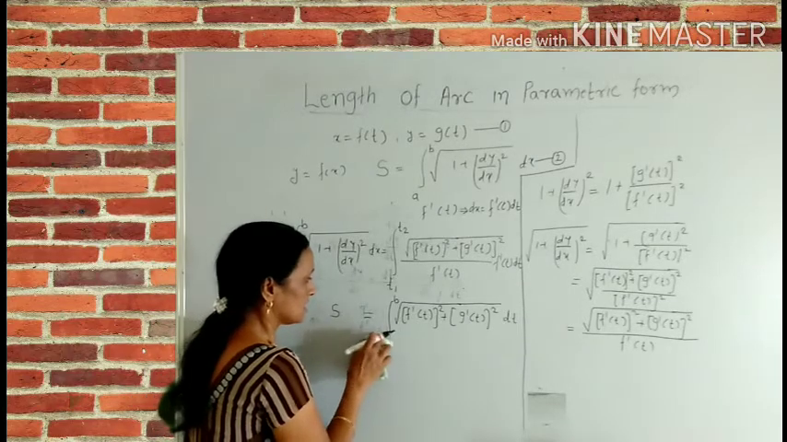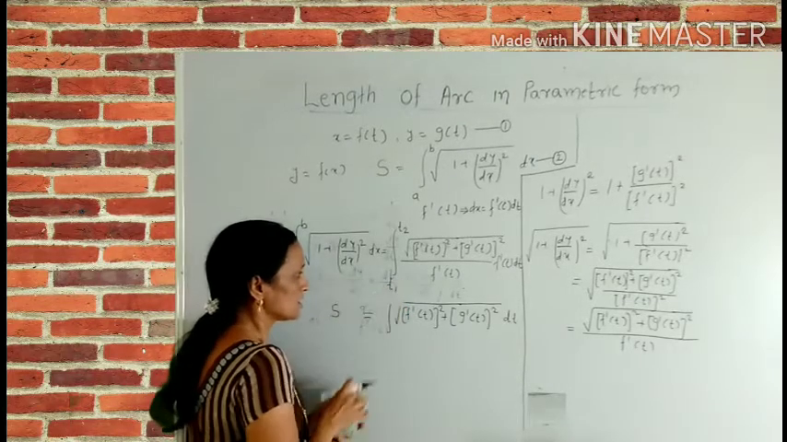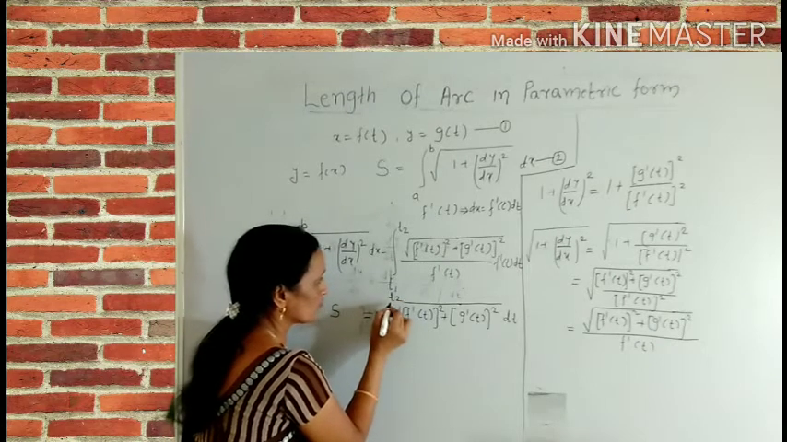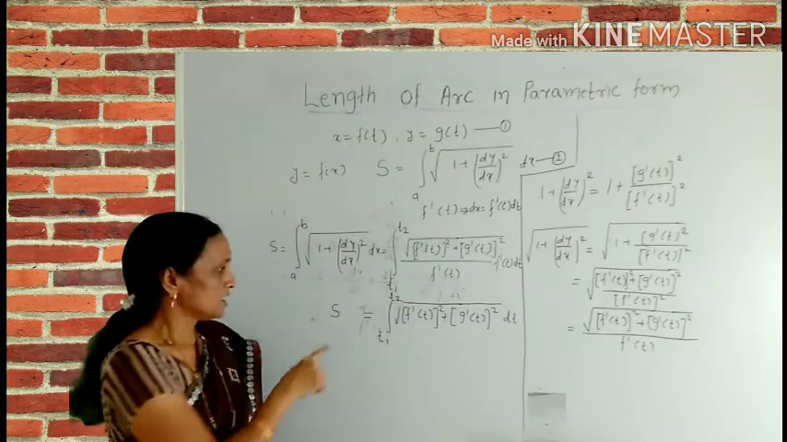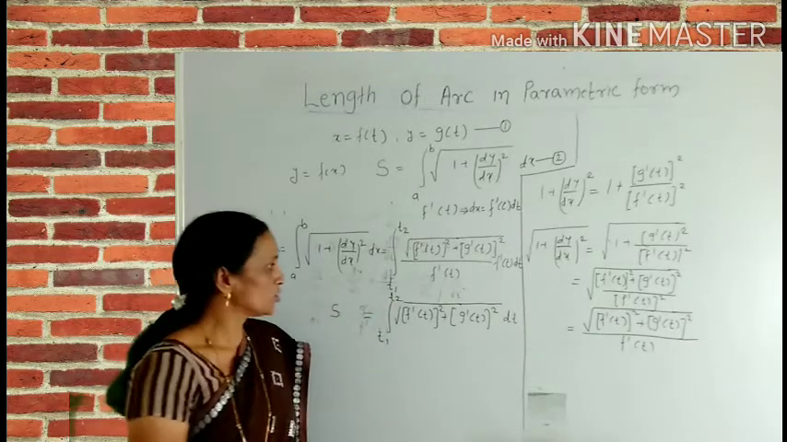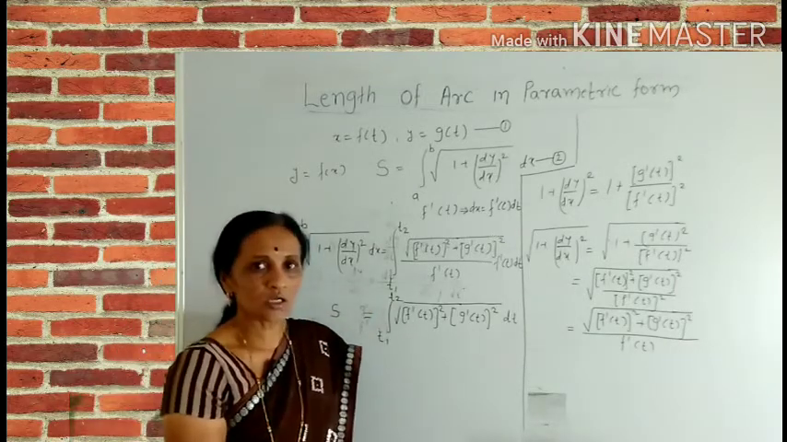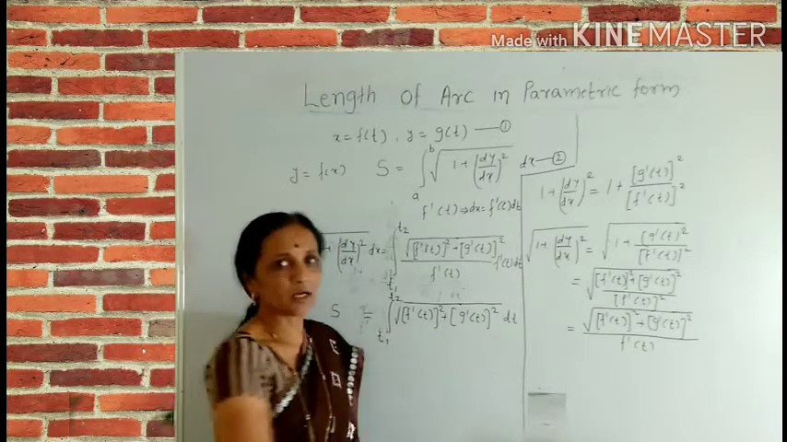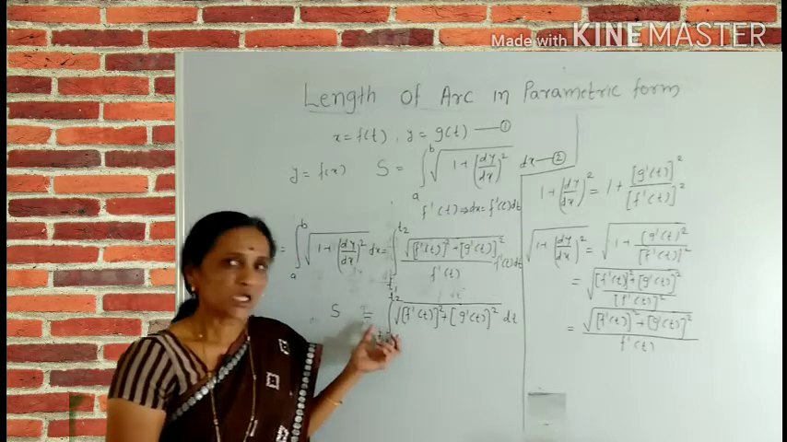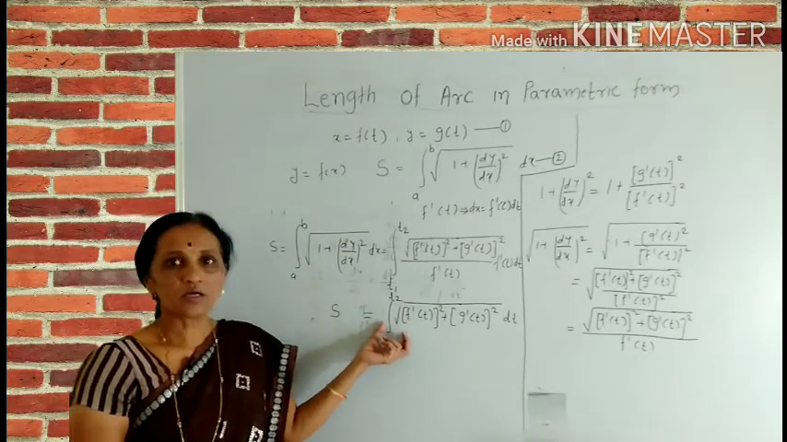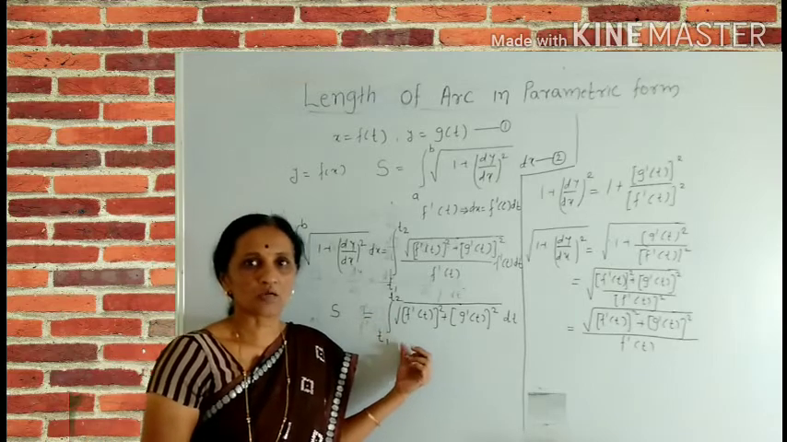Here the upper and lower limits are in terms of t, meaning t1 to t2, and here we find s is equal to the integral from t1 to t2 of the square root of ((f dash t) squared plus (g dash t) squared) multiplied by dt. This is the length of the arc of a given curve in parametric form.